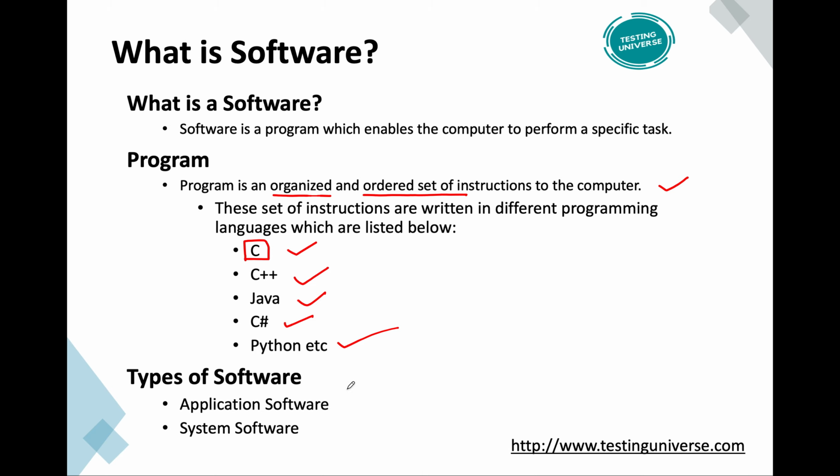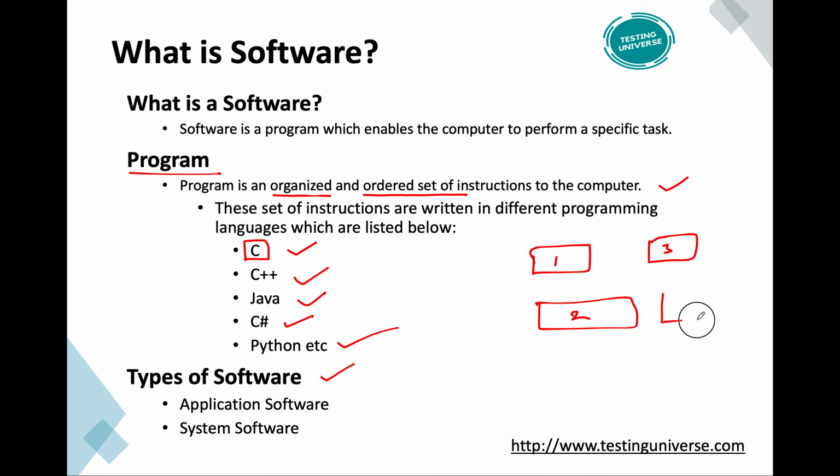There are different types of software. Whatever program we are going to write with the help of these programming languages is called a software. It can be one set of program, then a second set, then a third set, and then a fourth set of program. For example, let us take up one example of creating a billing software or point of sale software.